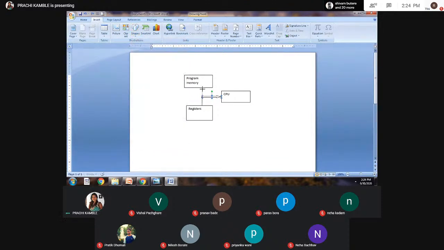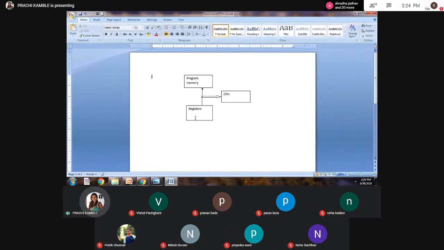Then it can access its program memory. Whenever a register wants to access any program memory, the normal operation is that every time the CPU will interfere in between. It will grant the permission, and only then will the register access that particular program memory. This happens in a normal processing scheme.